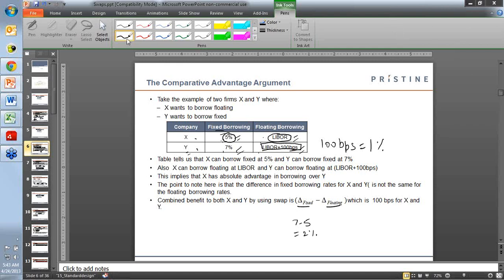Similarly for floating, it will be LIBOR plus 1% minus LIBOR, so that is 1%. So the overall advantage to both the firms would be 2 minus 1, that is 1%. So I'll just show you in the next slide how this happens.